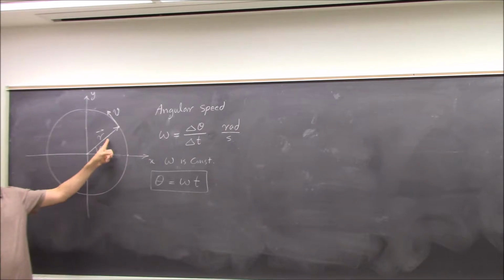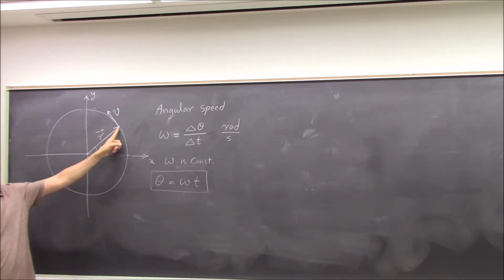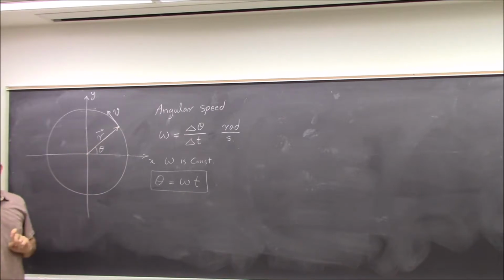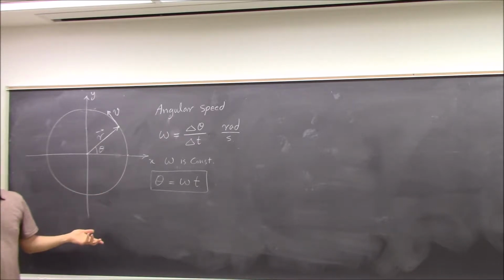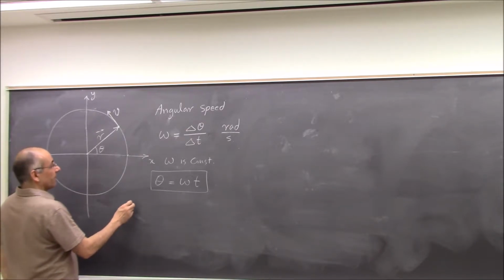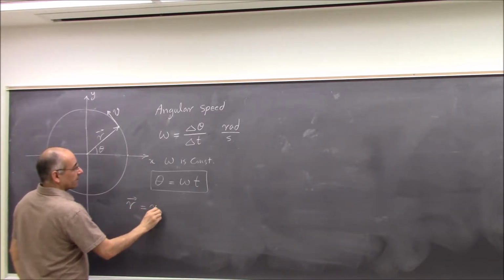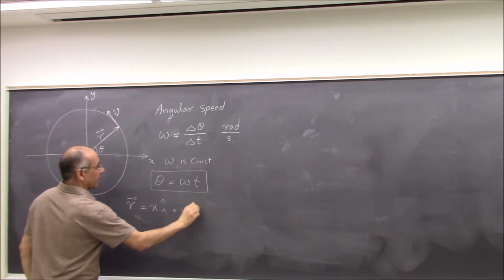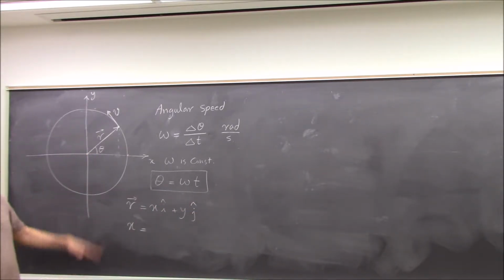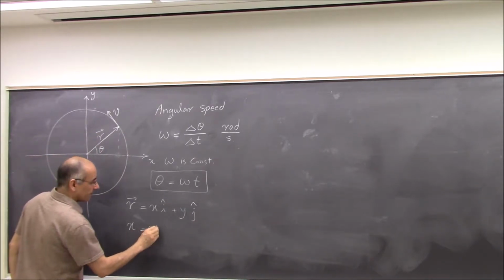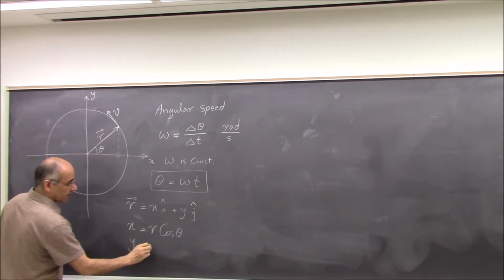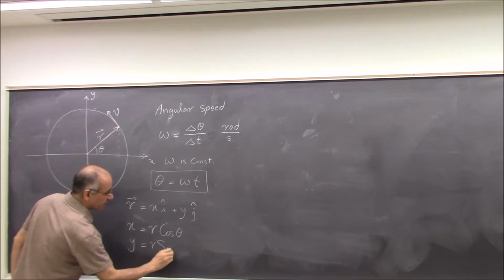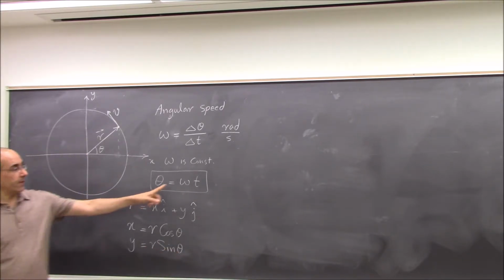But how can I write this radial vector, which is the position vector of this point, in terms of theta? If the length of this vector is r and the angle is theta, what are the x and y components? We already know that, right? What are the components of r? If you take r as x i hat plus y j hat, what is x? r times cosine theta, right? And y is r sine theta. And theta is omega t, right?